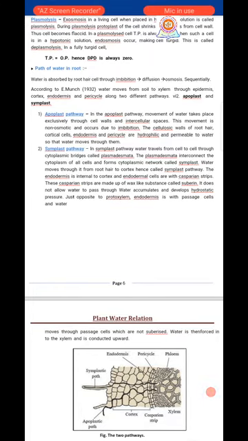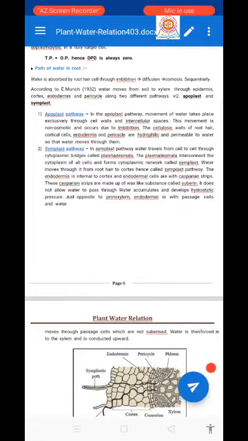In the symplast pathway, water travels from cell to cell through cytoplasmic bridges called plasmodesmata. The plasmodesmata interconnect the cytoplasm of the cells and form a cytoplasmic network, that is called symplast. Water moves through it from root hairs to cortex, hence called symplast pathway.